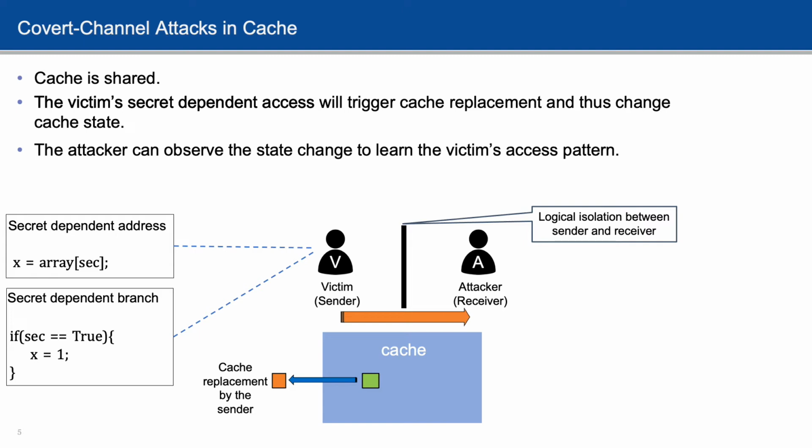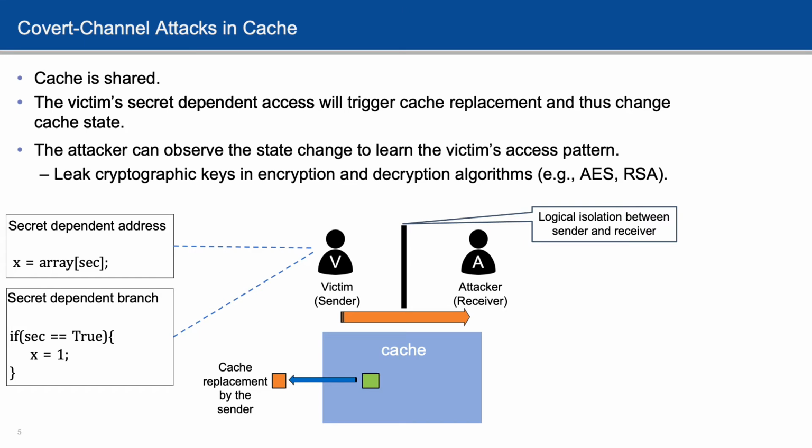And then the attacker can observe the state change to learn the victim's access pattern. For example, in this case, the attacker can access the orange block to see whether the orange block is in the cache or not to learn the victim's access pattern. Such attacks have been shown to be able to leak cryptographic keys in encryption and decryption algorithms, or leak victims' private memory in Spectre and Meltdown attacks.